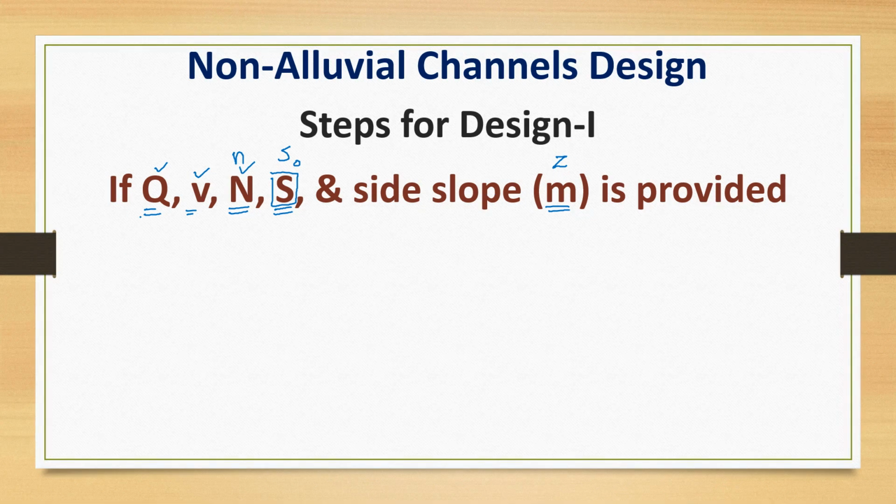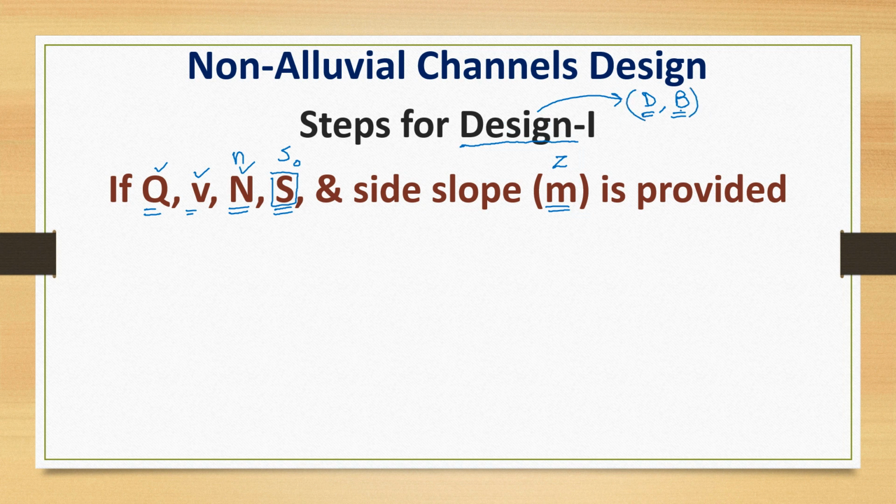If we are given these five values, then how can we design a non-alluvial channel? So basically, what do we mean by the design? Basically, the design is aimed at determining the depth of the channel and breadth of the channel. So we basically want to determine the bottom width of the channel and depth of the channel.